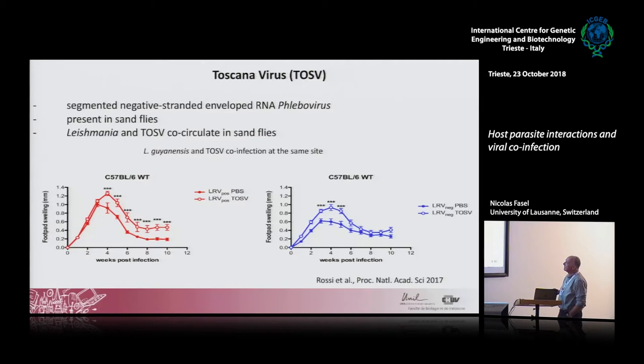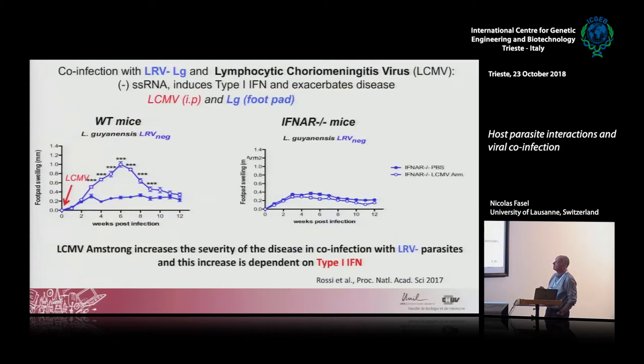If you infect mice in the footpad, normally you have this size of lesion when you have an infection with Leishmania guyanensis, which does not carry LRV. But if you now infect in the same site with Toscana virus, then you have an increase in the footpad size. So if you have co-infection with another virus, you can exacerbate the infection. It's not easy to work with Toscana, so we decided to go to easier models.